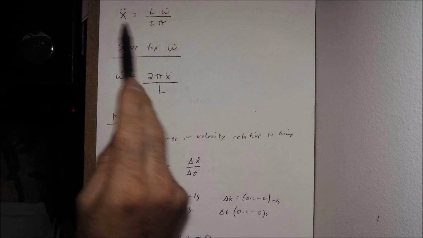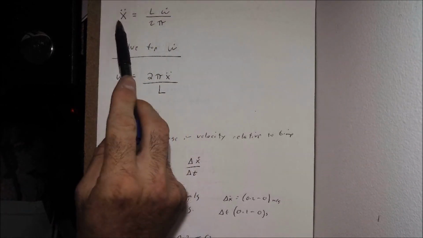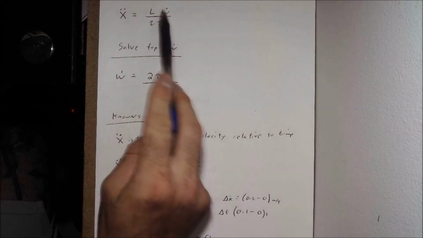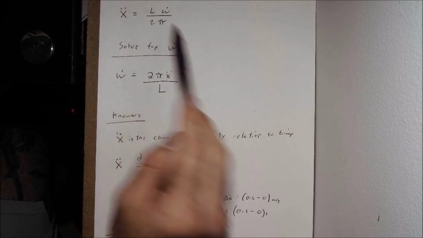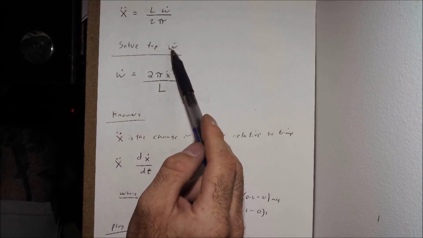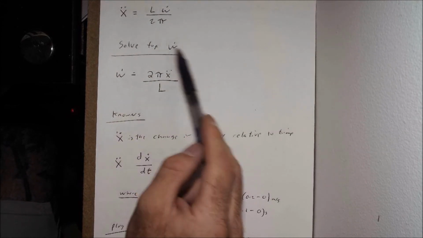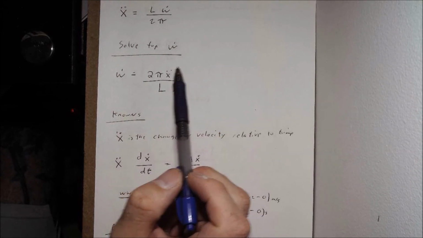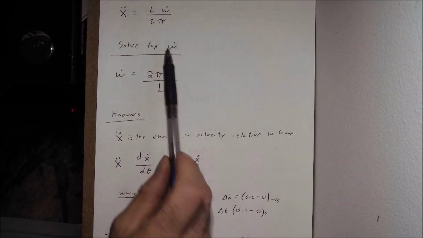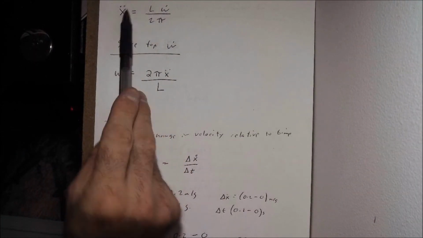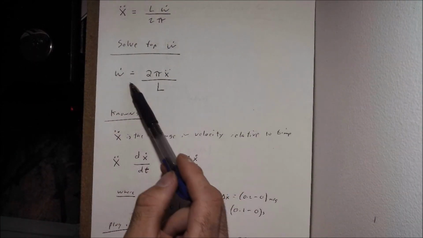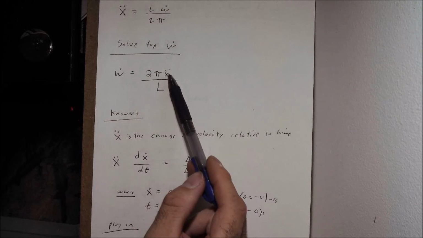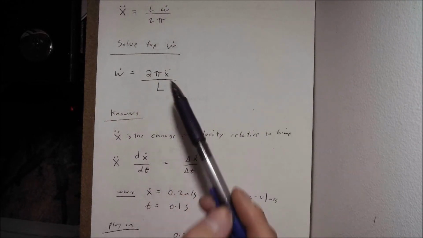So now with that relationship that we've just come up with for our acceleration, our x double dot equal to L omega dot, or angular acceleration, over 2 pi, we can now rearrange this and solve for our omega dot, because that's what we're going to need as a value to plug back into our torque equation from the previous page. So we rearrange this, multiply by 2 pi, divide by L, and we end up with omega dot equal to 2 pi x double dot, or acceleration, divided by L.